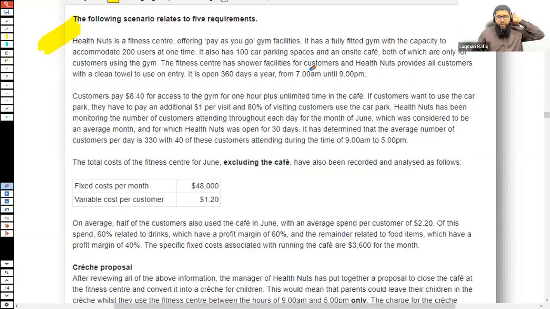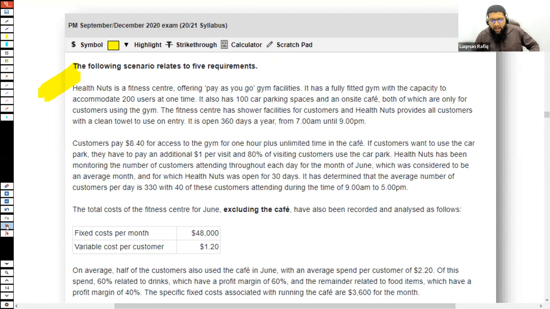The first thing we need to do is read through this specific question and see what things are available. It says that Health Nuts is a fitness center offering pay-as-you-go gym facilities. It has a fully fitted gym with a capacity to accommodate 200 users at one time. It also has 100 car parking spaces and an on-site cafe, both of which are only for the customers using the gym. The fitness center has shower facilities for customers, and Health Nuts provides all customers with a clean towel to use on entry. It's open 360 days a year from 7 a.m. till 9 p.m.